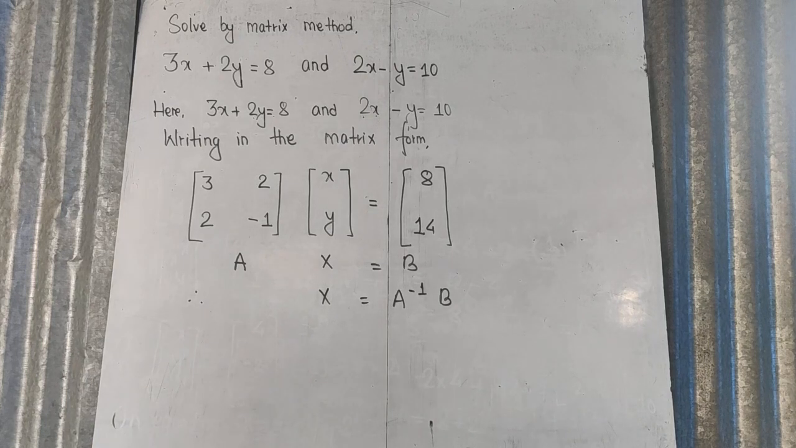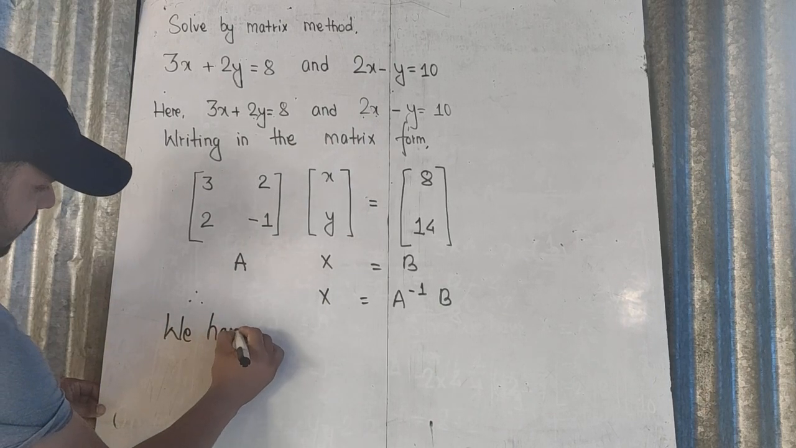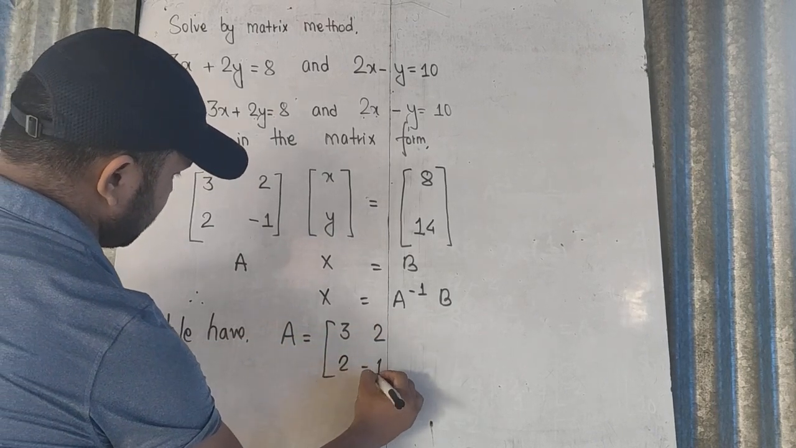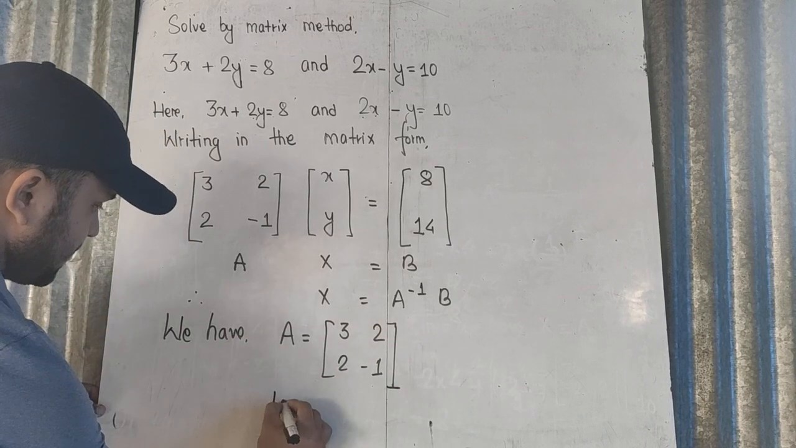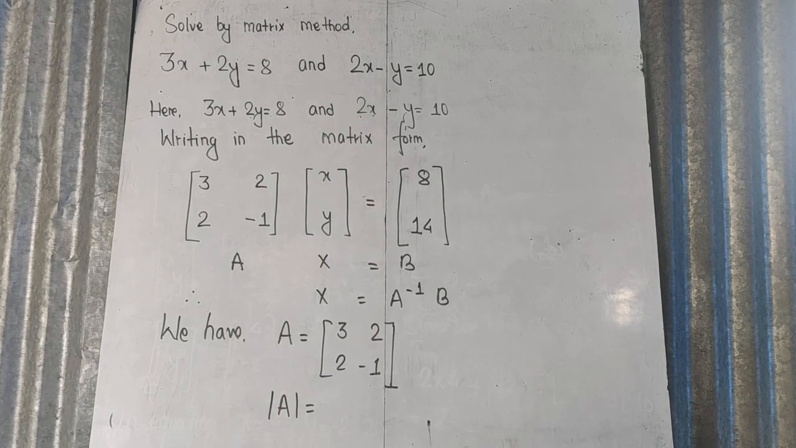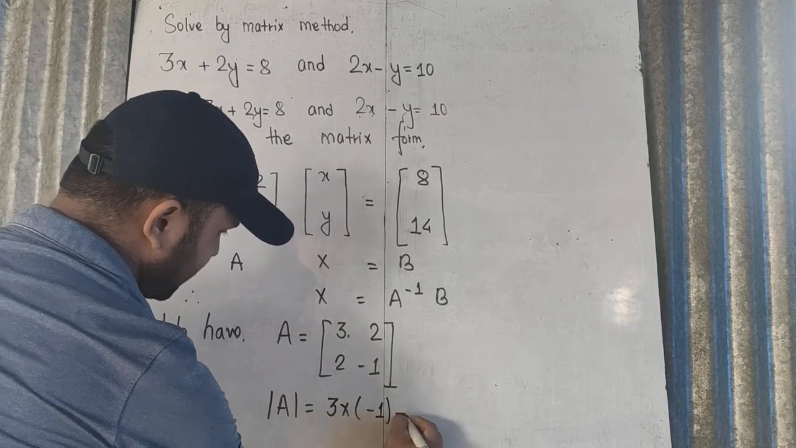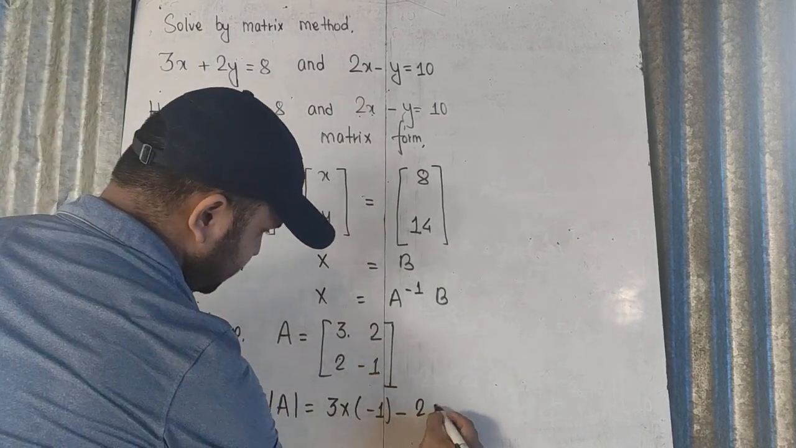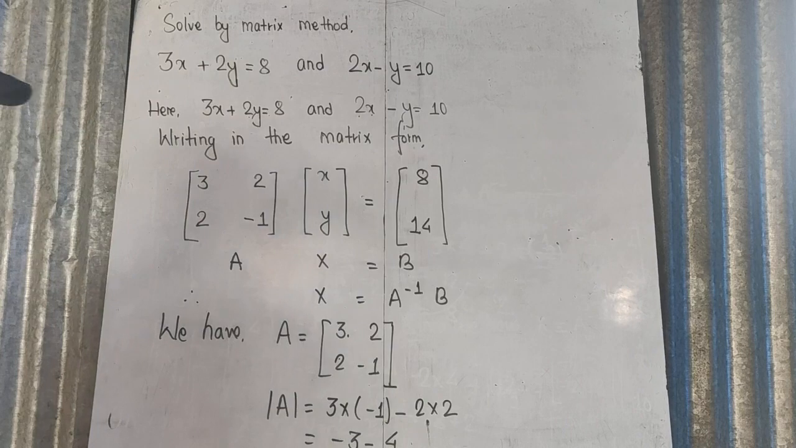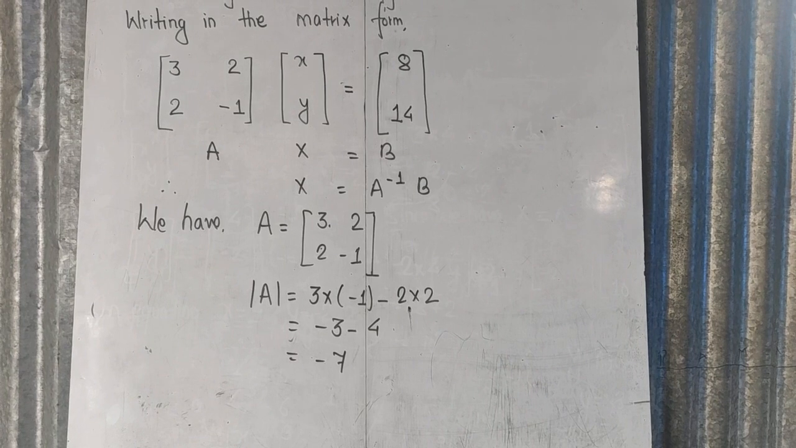The way to find A inverse is exactly the same way that we did yesterday. So we have A equals 3, 2, 2, minus 1. To find A inverse, first we need the determinant of A. The way to find the determinant of A is very simple. First multiply 3 and minus 1, you get 3 into minus 1, minus, now multiply the remaining two elements, 2 into 2. So 3 into minus 1 is minus 3, 2 into 2 is 4. So you have here minus 7. The determinant of matrix A is minus 7.